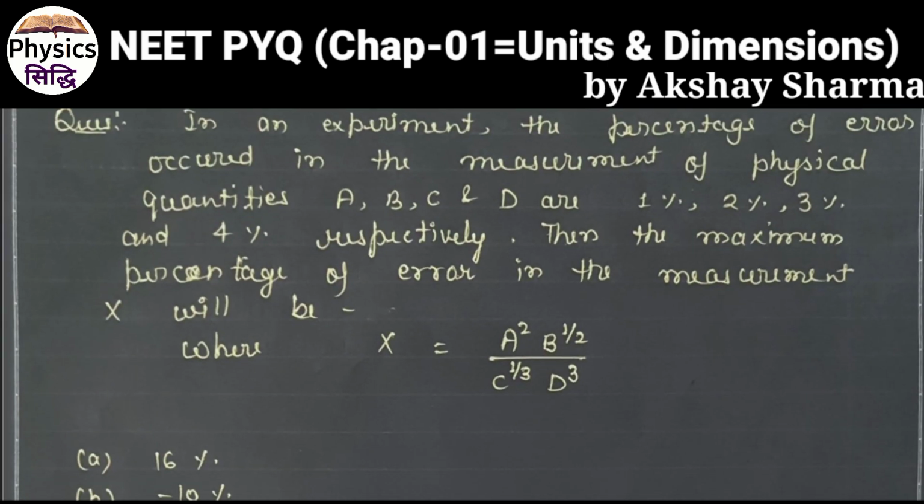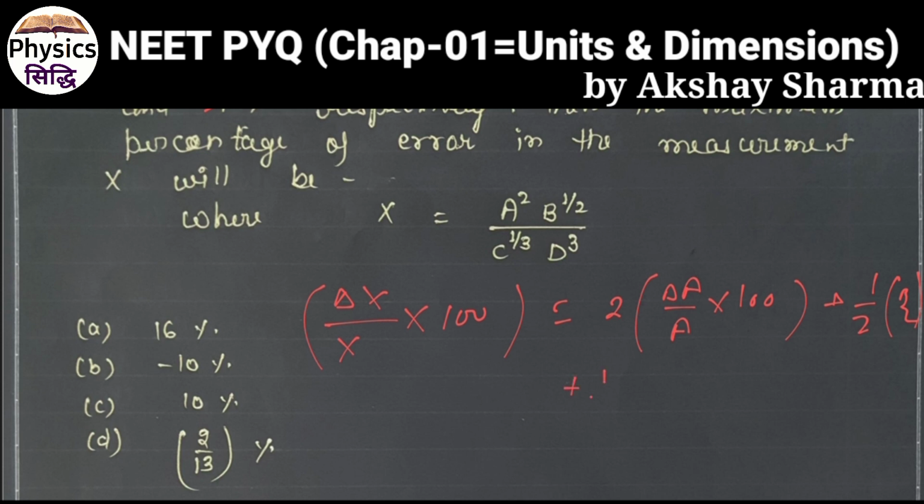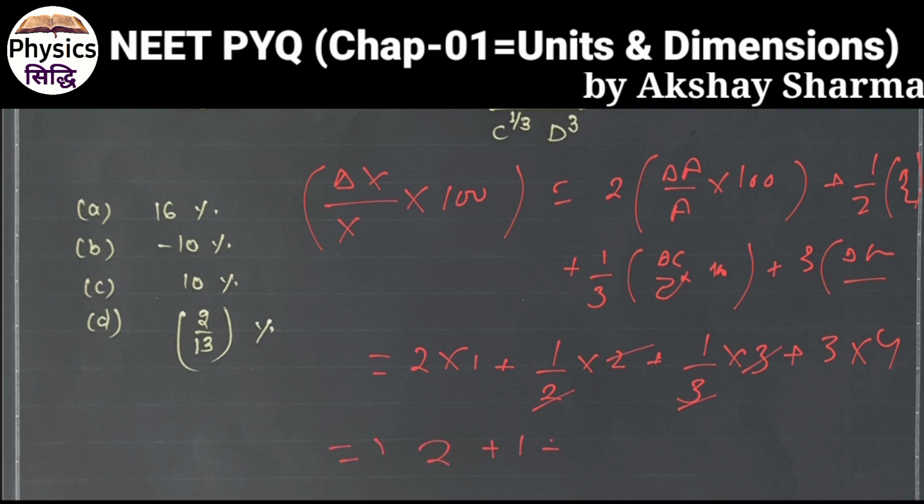In an experiment, the percentage errors in the measurement of physical quantities A, B, C, D are 1%, 2%, 3%, 4% respectively. Then find the value of percentage error in x. So delta x upon x into 100 will be equal to twice delta A upon A into 100 plus 1 by 2 delta B upon B into 100 plus 1 by 3 delta C upon C into 100 plus 3 delta D upon D into 100. Just put the values for A, B, C, D: 2 into 1 plus 1 by 2 into 2 plus 1 by 3 into 3 plus 3 into 4. So 2 plus 1 plus 1 plus 12, that is 16%. Option A is correct. Now next question.